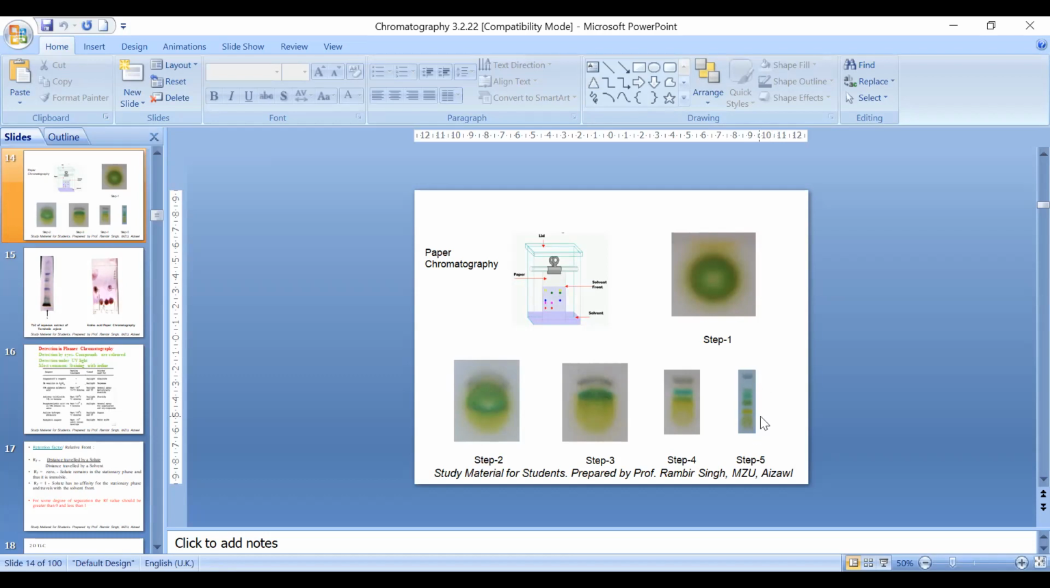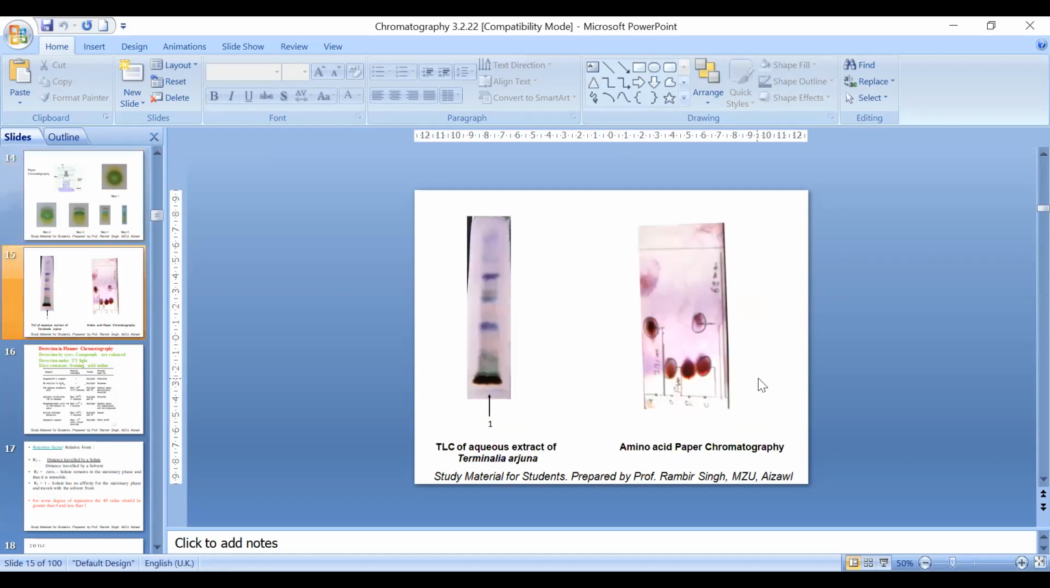You can see my cursor. It will be here, near the loading point. And a non-polar compound will be on the top. Now you come to this slide. So this line is called the loading point, the sample loading point, where we are loading the sample.